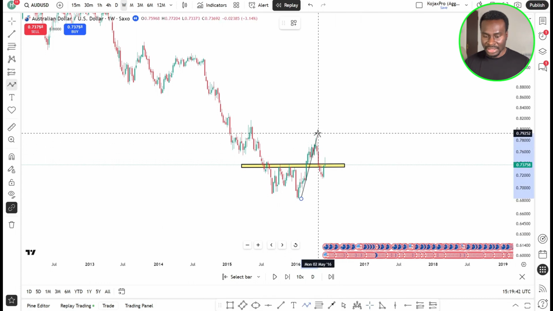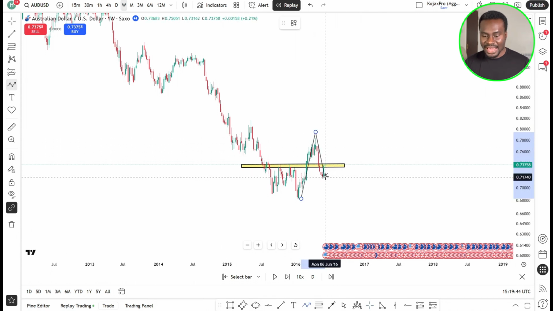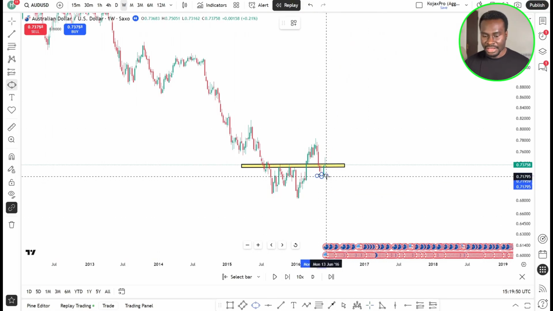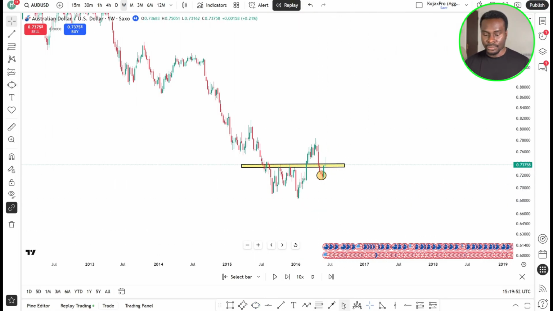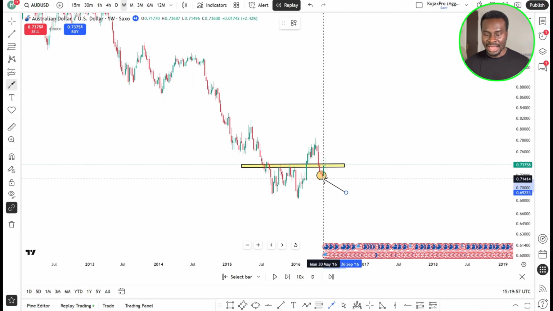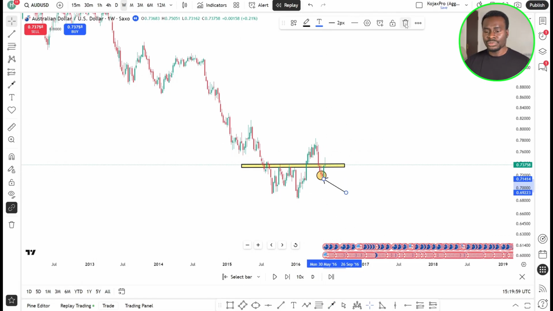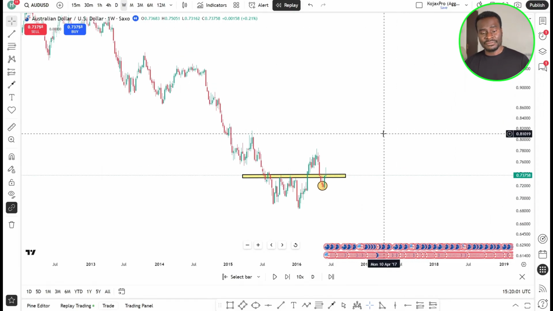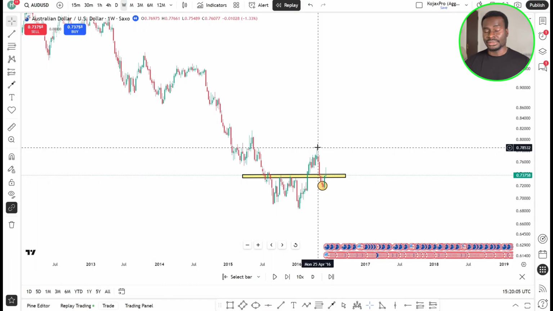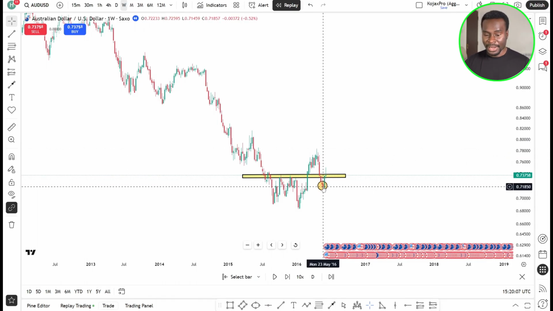So in this case now, it broke structure. After breaking structure right about here, it came to make a higher low. So this point right about here, as at this point, the market made a higher low. So it's higher than this one. So the market made a higher low right about here. So if you are used to selling, you will be given to the false notion that, oh, the market just went to weed out some traders and has broken down back below.